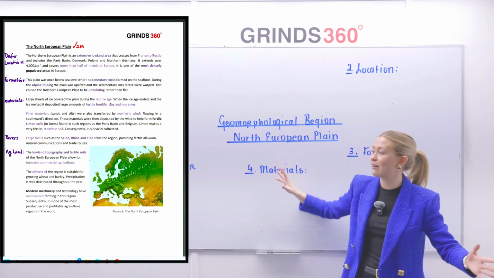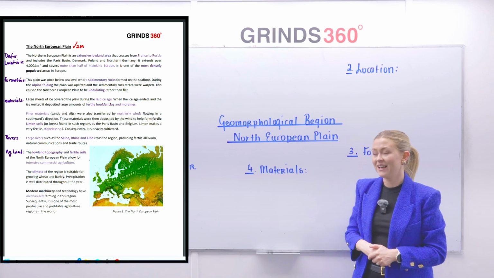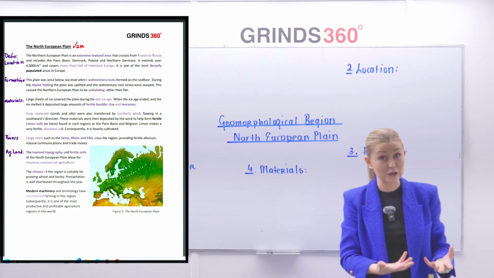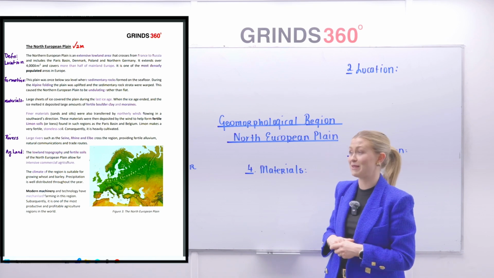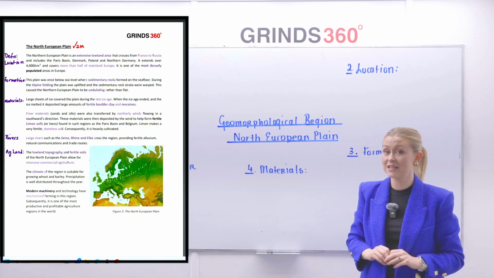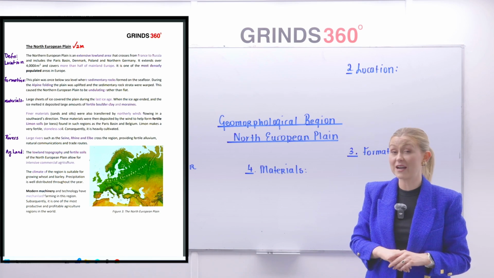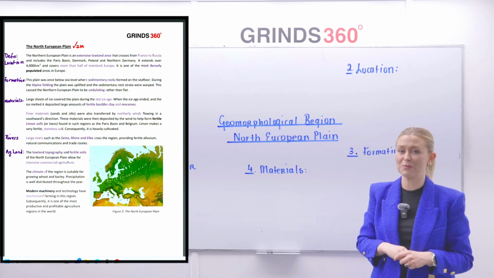Again, you'll see the map of how long that is there on the bottom of your page, page number 13. It includes the Paris Basin, it includes Denmark, it includes Poland, and also northern Germany. It extends over 4,000 kilometres squared, extending over half of mainland Europe. Highlight half of mainland Europe for me.